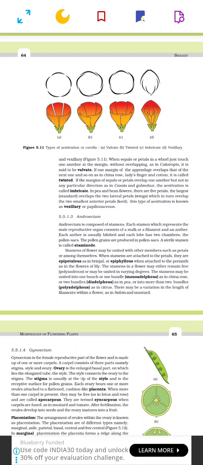The stamens in a flower may either remain free, that is polyandrous, or may be united in varying degrees. The stamens may be united into one bunch or bundle, that is monoadelphous, as in China rose, or two bundles, that is diadelphous, as in pea, or into more than two bundles, polyadelphous, as in citrus. There may be variations in the length of the filaments within a flower, as in salvia and mustard.